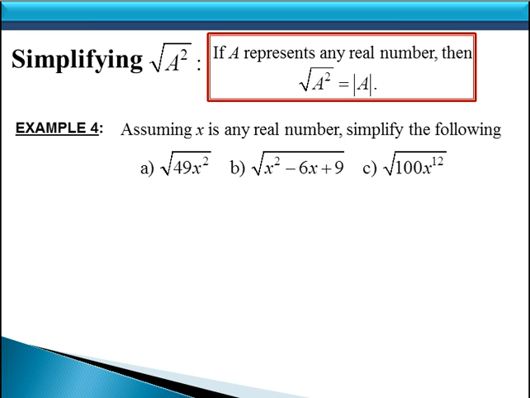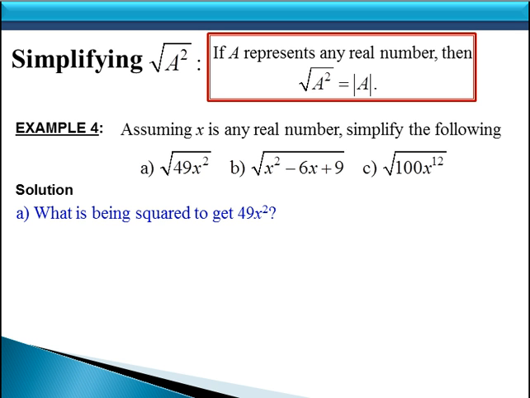So in our next example, we're going to assume that x is any real number and then simplify these 3 examples. So for the first one, the square root of 49x squared, we want to use this rule up here in the box. So what we need to do is figure out what the a is. So really the question that we need to answer is what is being squared to get 49x squared? Or what can I square to get the expression 49x squared? Well, I would need a 7 to get the 49.